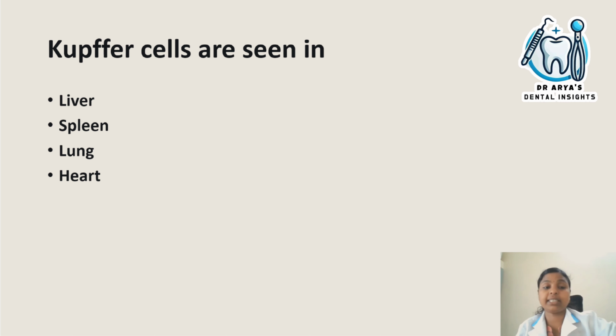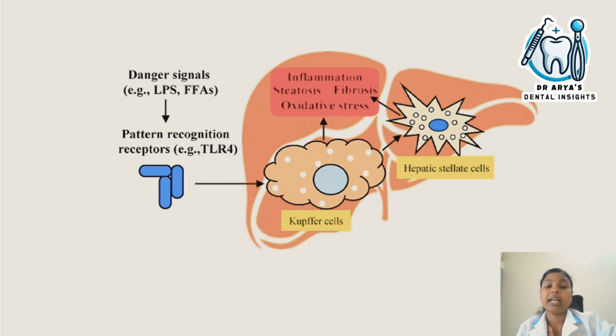Kupffer cells are seen in liver, spleen, lung, or heart. Actually, the Kupffer cells are seen in the liver. So liver macrophages are known as Kupffer cells.